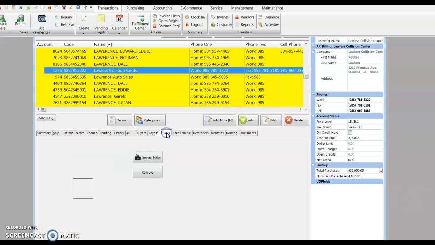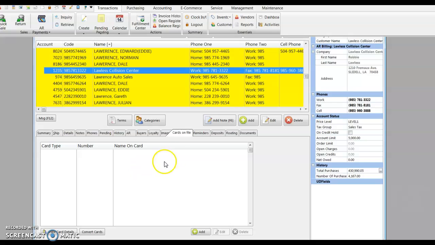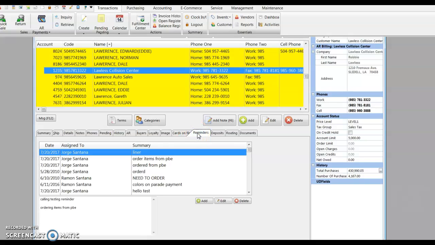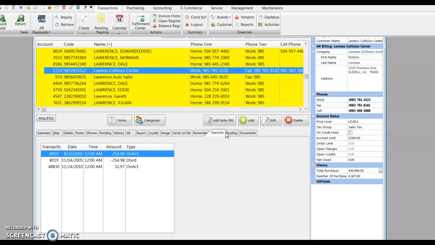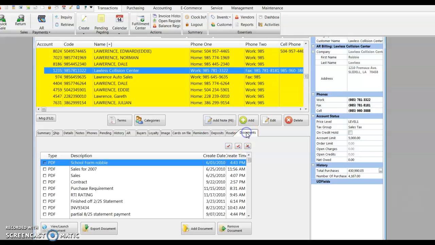We'll discuss that later. We do pictures of the shop. Keep credit cards on file. I don't really use that. Don't use that. So this is documents, so we can scan documents under the account. So I guess that would be photos under the user. So that's one of the things we'd like to continue.